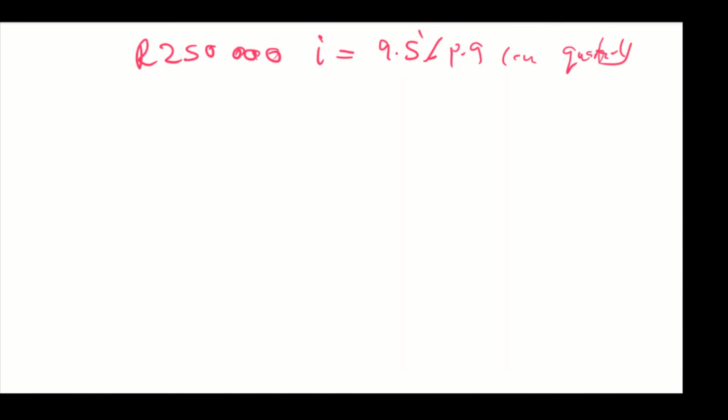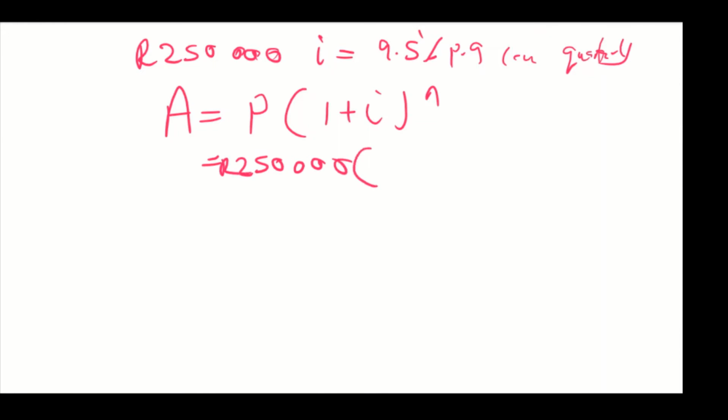Cool. So now we're going to use the compound formula to find the money that he accumulated in 12 years' time. So A is equal to P into 1 plus i to the power of n. His investment was 250,000 rand, and into 1 plus, the interest rate is 9.5%, so we're going to write it as 0.095 divided by 4 since it's quarterly, and to the power of 4 multiplied by 12 years.